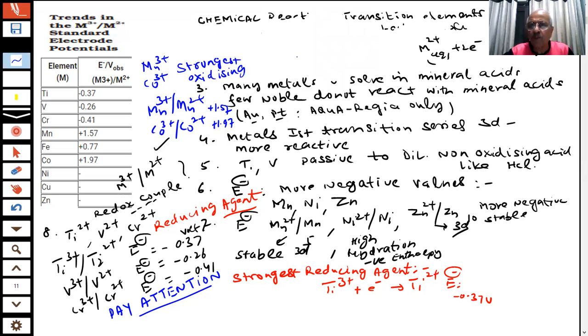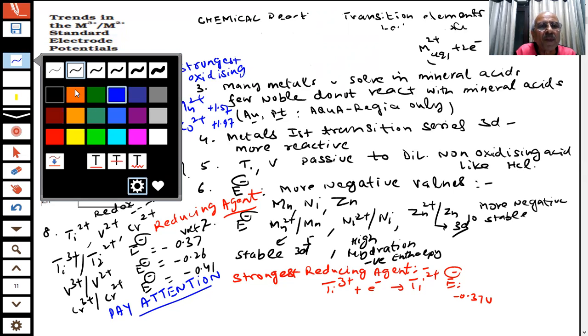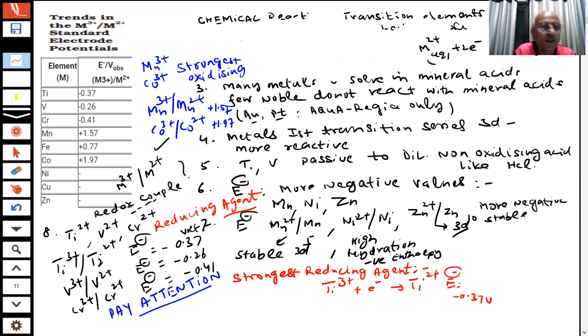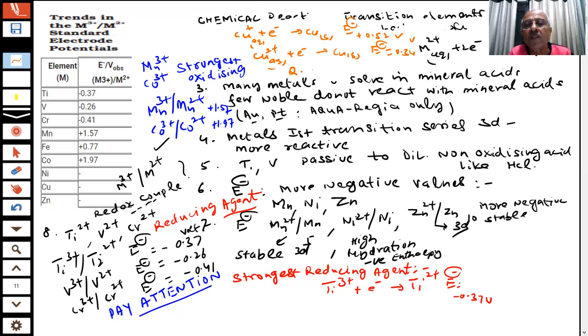What question was given in the paper, student? Let me tell you what it says. Cu plus aqueous to copper, E naught value is plus 0.52 volt. Then copper 2 plus aqueous to copper solid, E naught value is 0.34 volt. The question is, which oxidation state of copper is more stable?